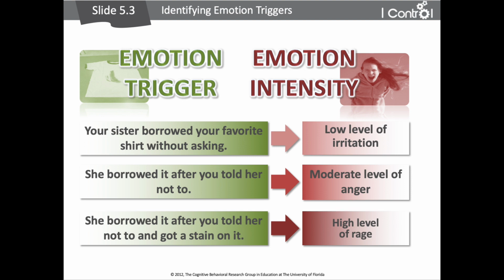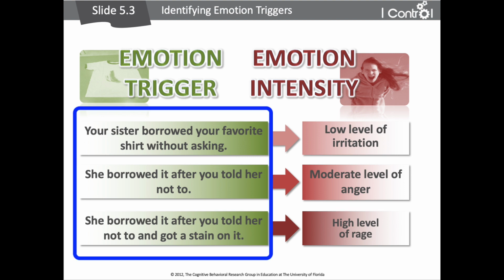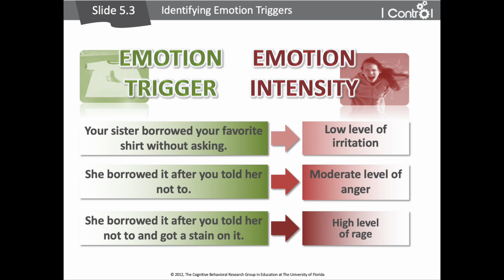The triggers in this case would be seeing your sister wearing your shirt without asking, seeing your sister wearing your shirt again after you told her to ask first, and seeing the stain on your ruined shirt. In this example, the shirt is the trigger because it is important to you. It's your favorite shirt after all. So you might become angrier at the sight of seeing your sister in this particular shirt than if the shirt wasn't your favorite.